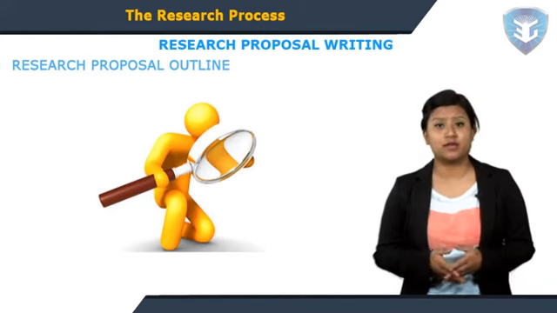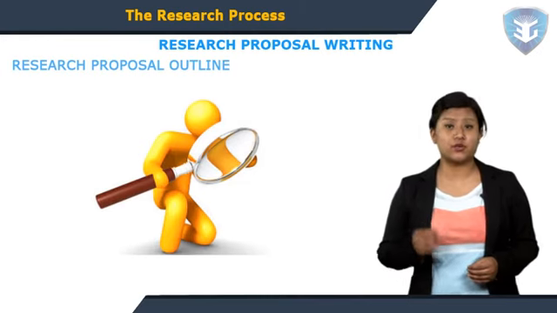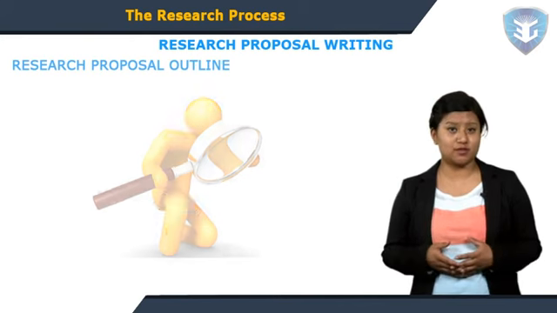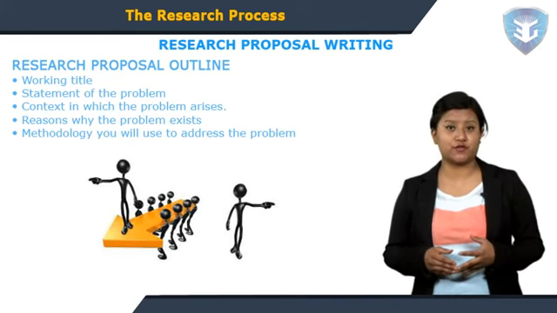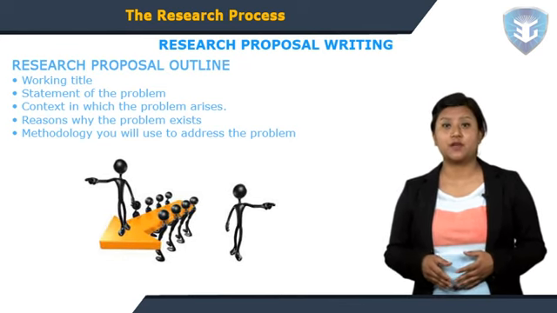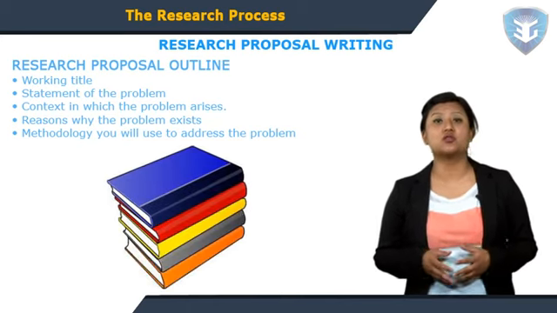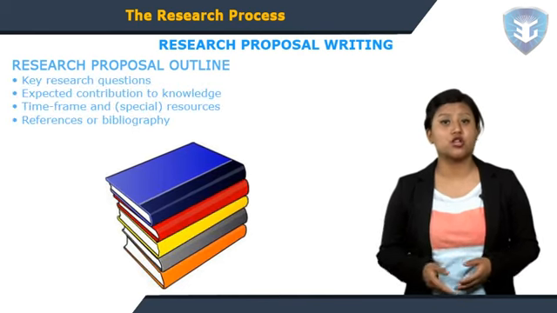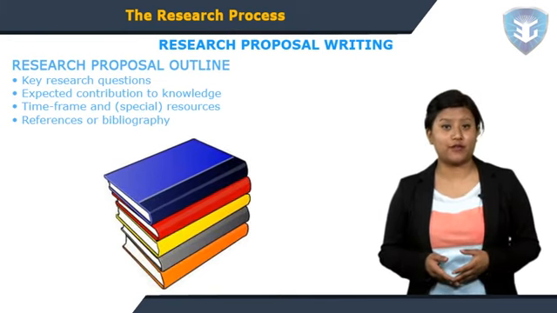Research proposal outline. The proposal needs to show clearly that we understand our field, we have identified an area that warrants research, and we know how to conduct that research. It should contain some or all of the following elements: working title, statement of the problem or the gap in the current research in our field of study, context in which the problem arises, historical and current research in the field, reasons why the problem exists and justification for addressing it, methodology you will use to address the problem, key research questions, expected contribution to knowledge, time frame and special resources, references or bibliography.